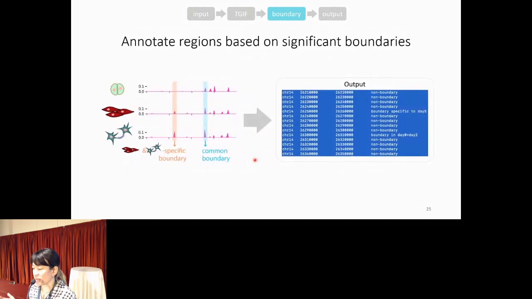Once we have identified the significant boundaries, we can finally annotate each region for their context-specific boundariness or their persistence in domain boundaries. So we have our final output bed file where each row corresponds to a genomic region or bin, and we have some annotation about whether a shared, static, or context-specific boundary is found within that region.